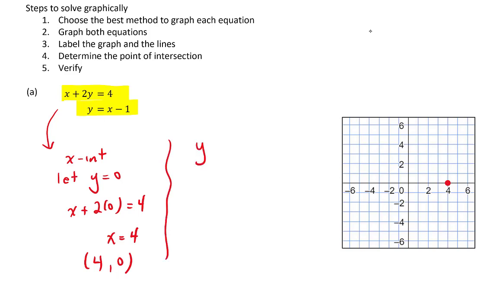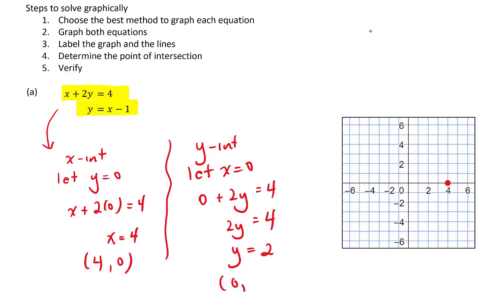Next, I want to look for the y-intercept. And to find the y-intercept, I'm going to let x equal 0. So that gives me 0 plus 2y equals 4. Therefore, 2y equals 4, and y would have to equal 2. So I have a y-intercept of (0, 2). We plot that, and then we can connect the 2 points with a straight line. I'm going to call that equation A, and I'm going to label that as A.